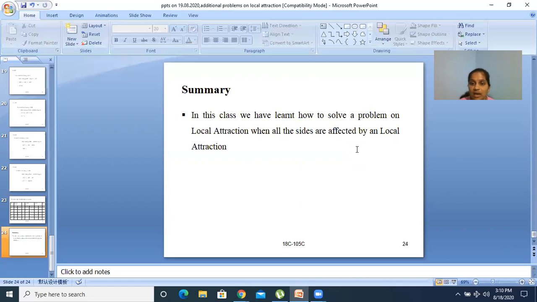In today's class we saw how to solve the problem if there are no stations which are free from local attraction. In such a case, first of all we have to check all the fore bearings and back bearings of the given lines. If there are no lines which have a fore bearing and back bearing difference of exactly 180, then in this type of sum we have to follow the included angles method.